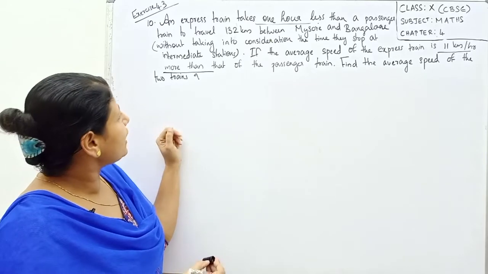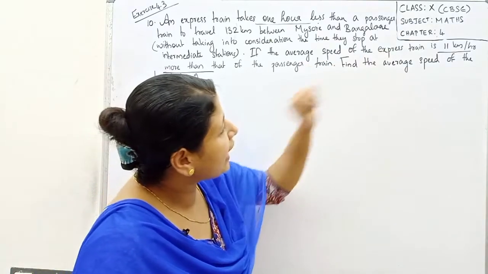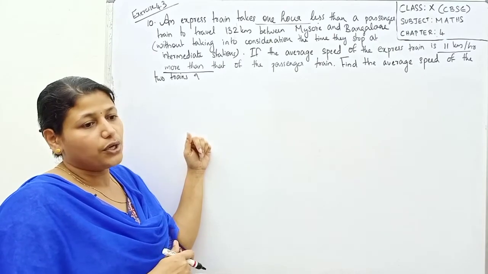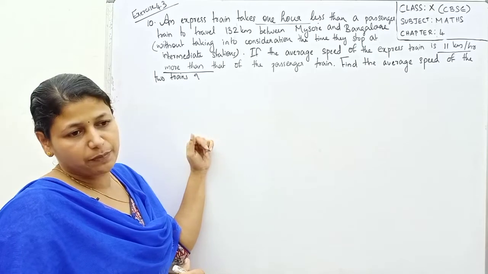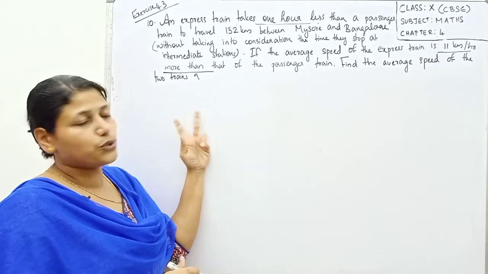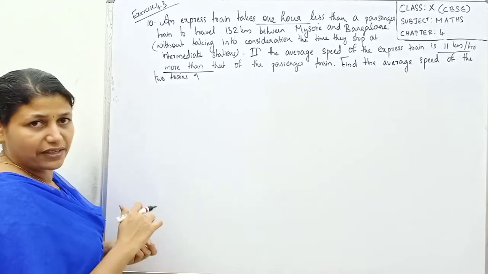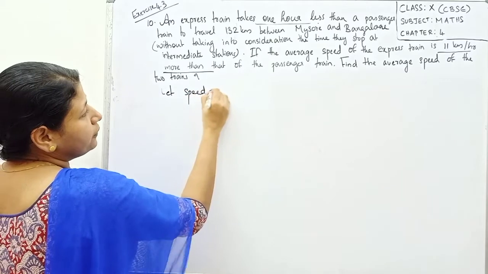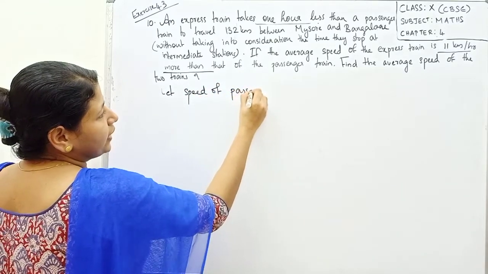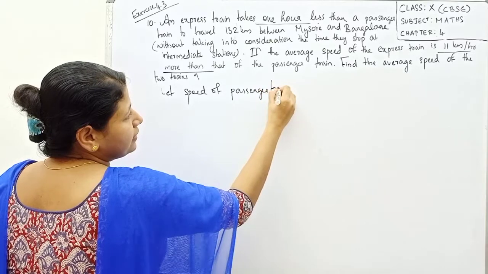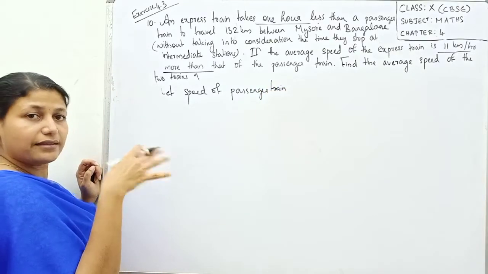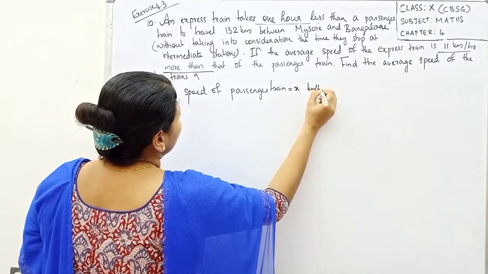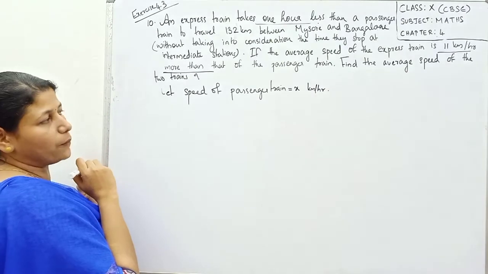And one more condition is given: the average speed of the express train is 11 km per hour more than the passenger train. So what we have to find out? The average speed. We can take the average speeds of the two trains as x and x plus 11, isn't it? So let the speed of the passenger train, which has less speed than the express train, be x kilometer per hour.